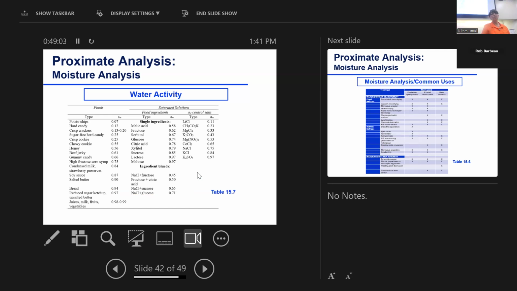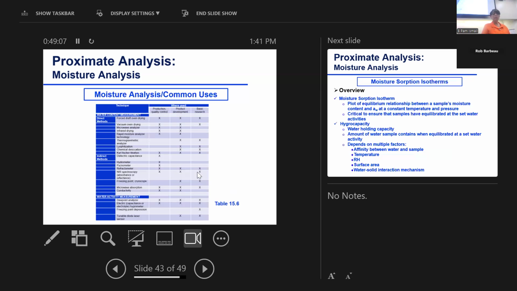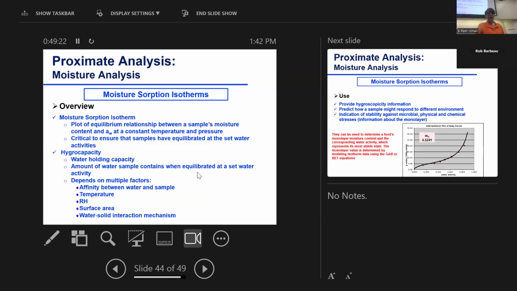This is a table, FYI, the range of water activity in different food products. This is a good table if you get asked to give an example of when you use which method, only focus on the ones we did in the lab. Okay. I thought I would be done. I'll save the isotherm, it'll take a minute, but I'll save it till Friday.